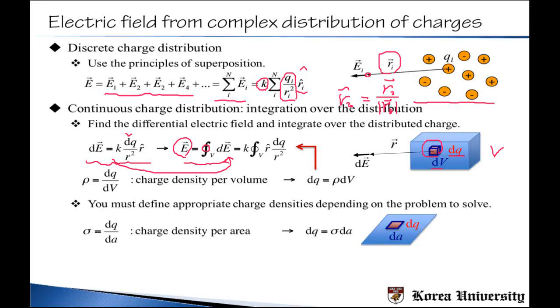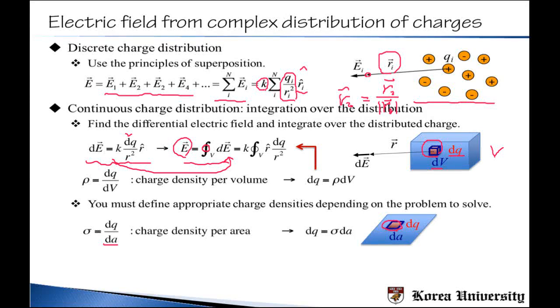Okay. And as a similar example, sometimes the charges may be distributed over only a certain area, like 2 dimensions. In this case, we might consider charge density per area, and mathematically it's very similar. Instead of dividing dq by dv, now you are dividing dq by dA, which is a small piece of area.